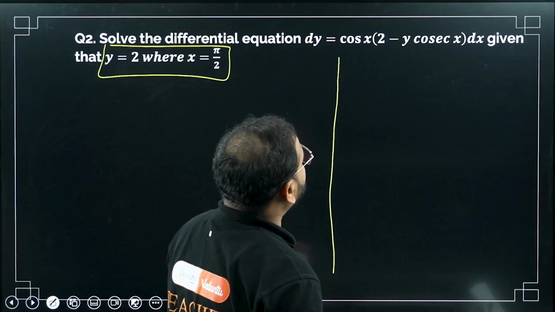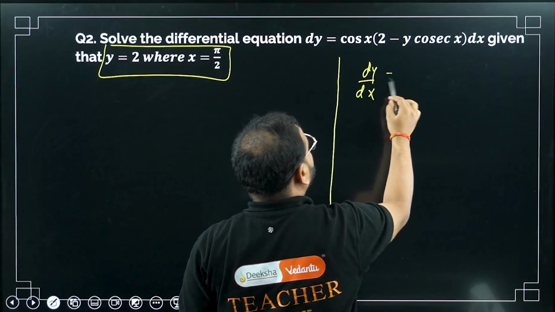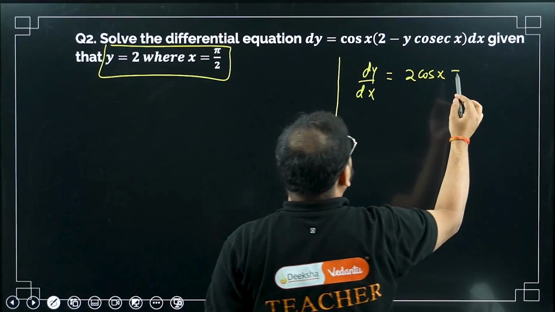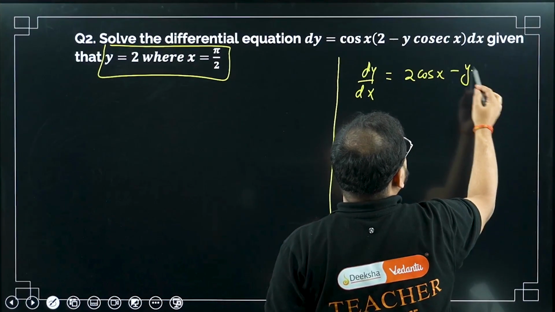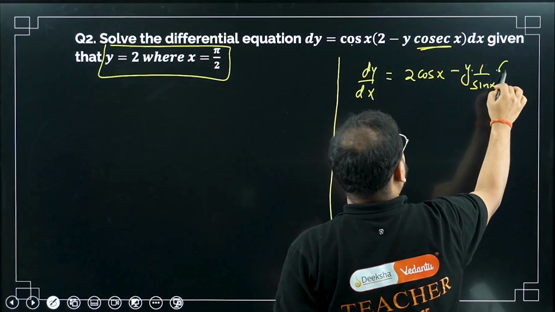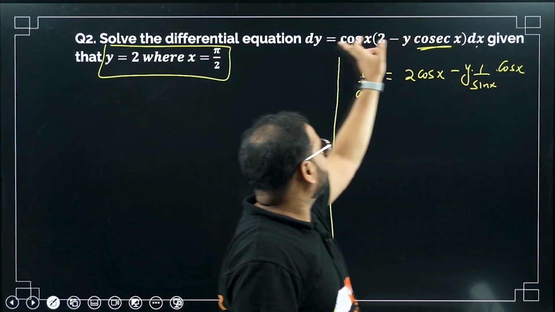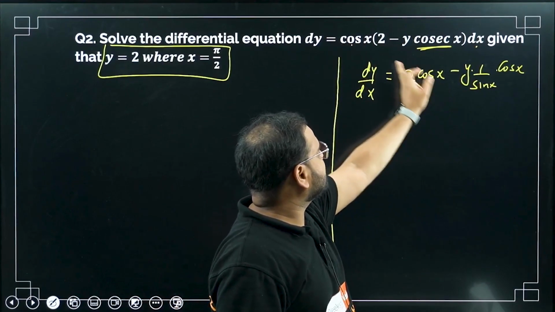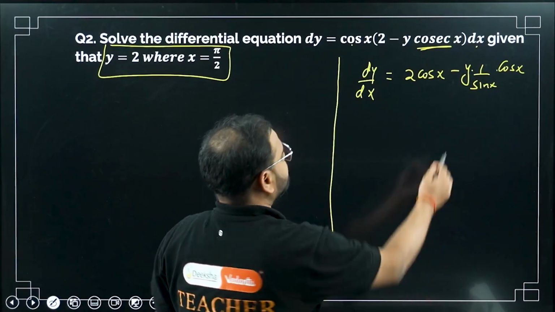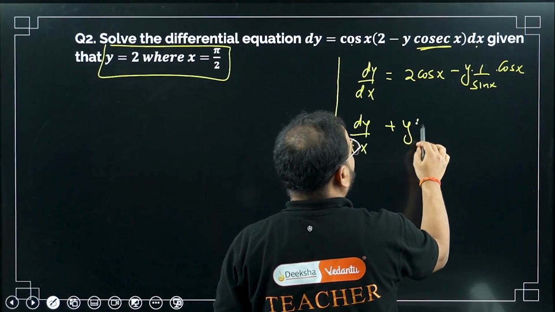So I have to form the dy by dx. I'll bring this dx over here. Then dy by dx equals to cos x times 2 minus y times cosec x, and cosec means 1 upon sine x, with cos x multiplied. I'm expanding this bracket: 2 cos x, minus y times cosec x which is 1 upon sine, and cos is multiplied as it is. Now bring this negative part over here. It will become plus y cot x.